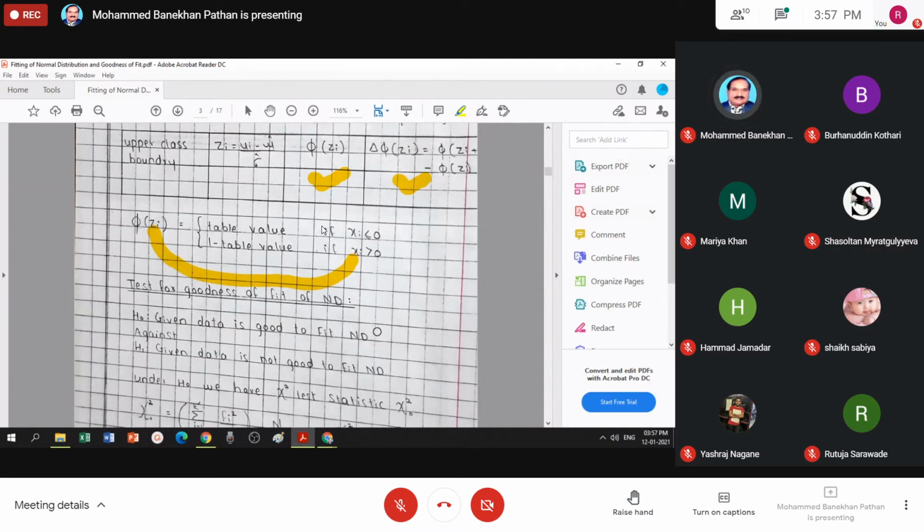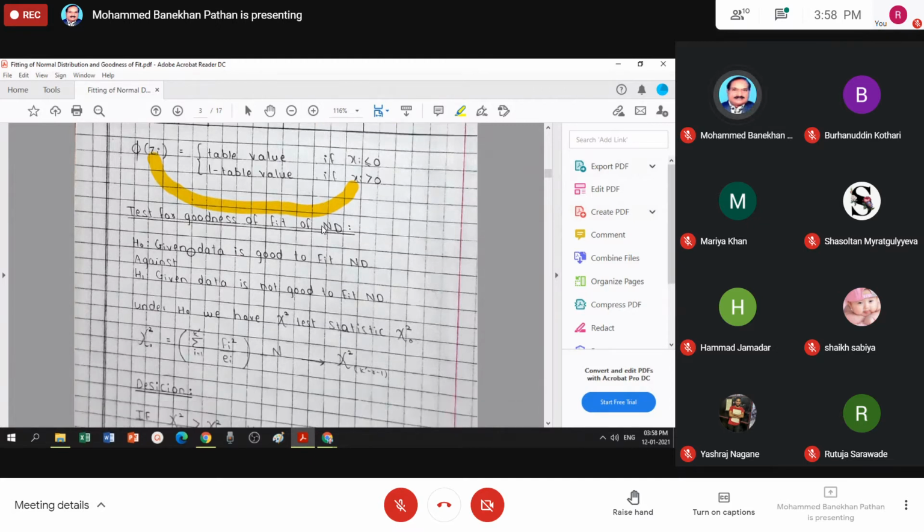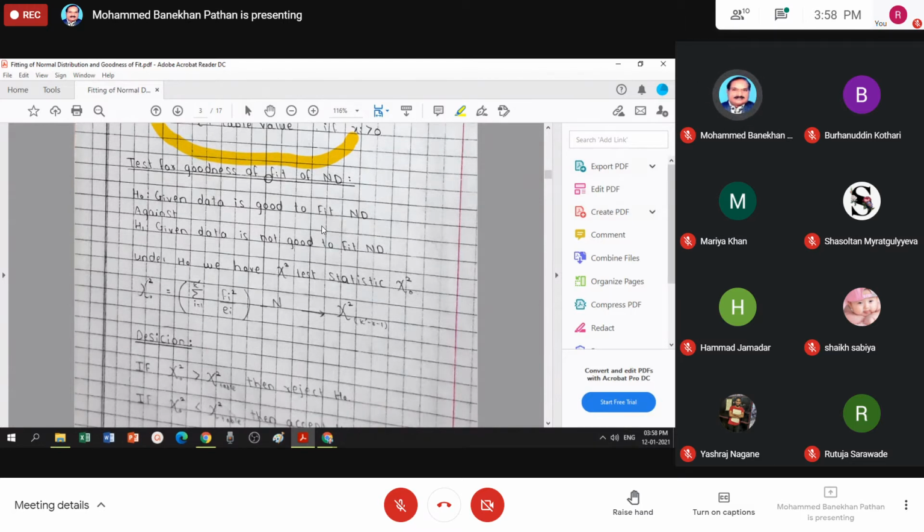After getting this, the first part of the practical is over. That is fitting of the normal distribution. Now in the question, if they ask for a test for goodness of fit, then you have to start the second part, just like your fitting of NBD and test for goodness of fit. So the second part is the test for goodness of fit of the normal distribution.